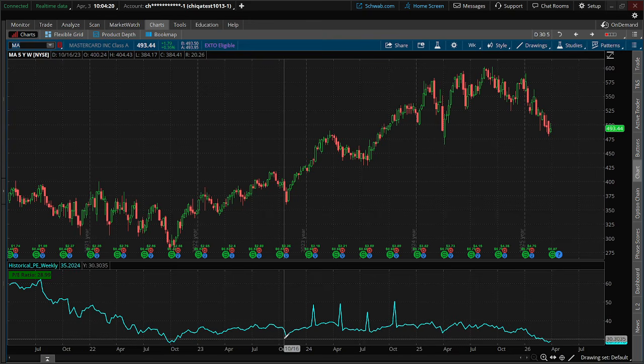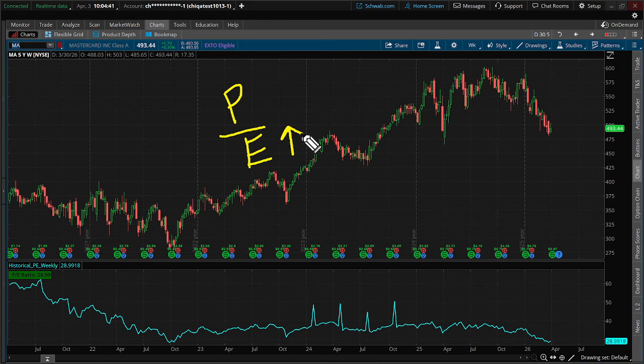But something interesting has been happening on this chart as well. Notice over time, prices are up, but yet the PE ratio is actually down. So what's been happening? Well, what's been happening is the E portion, there's the PE ratio. The earnings portion has actually been going up a lot more than the price. And that's what's brought this PE ratio to lower levels.